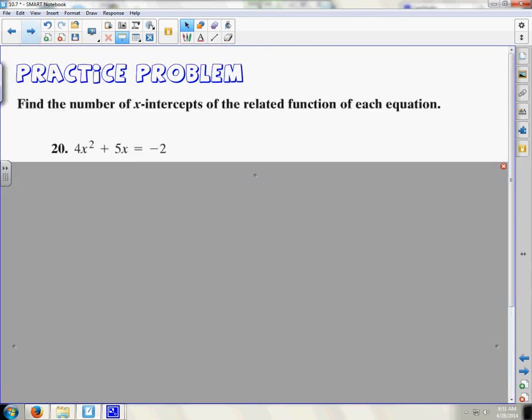So try this one. Find the number of x-intercepts or solutions of the related function of this equation. So try this problem.